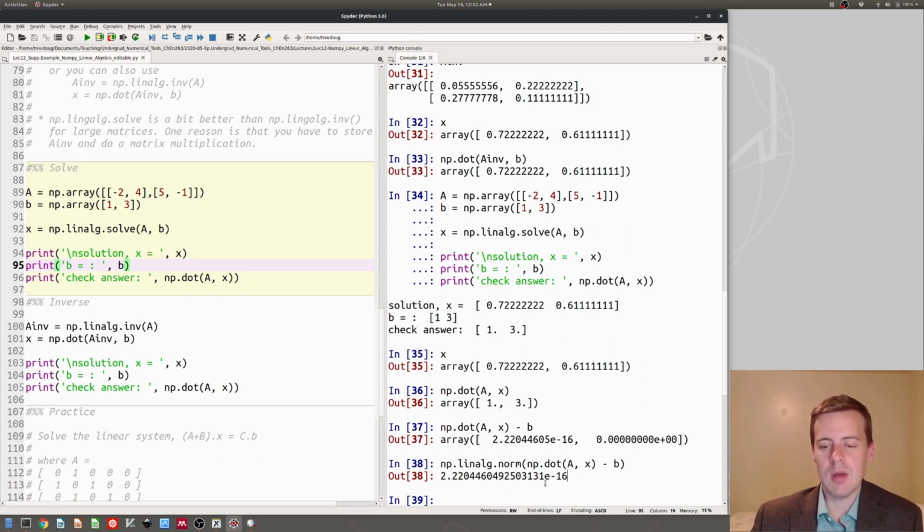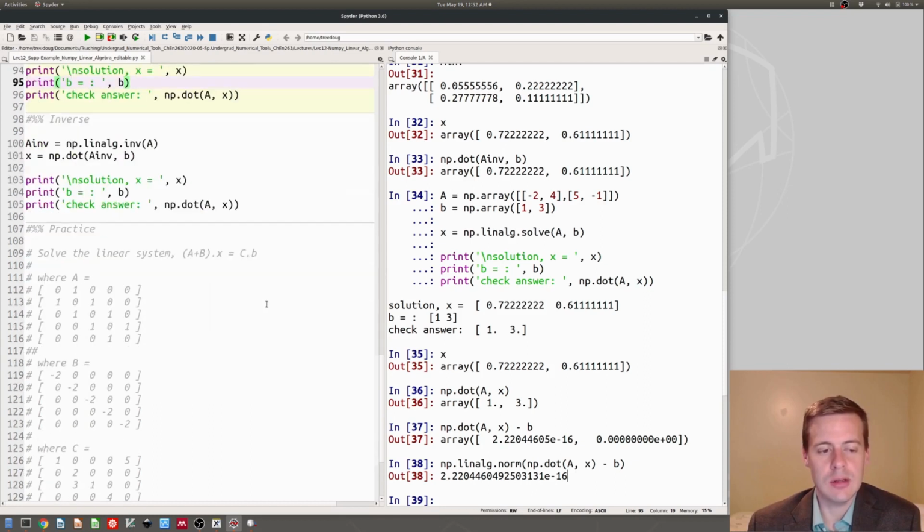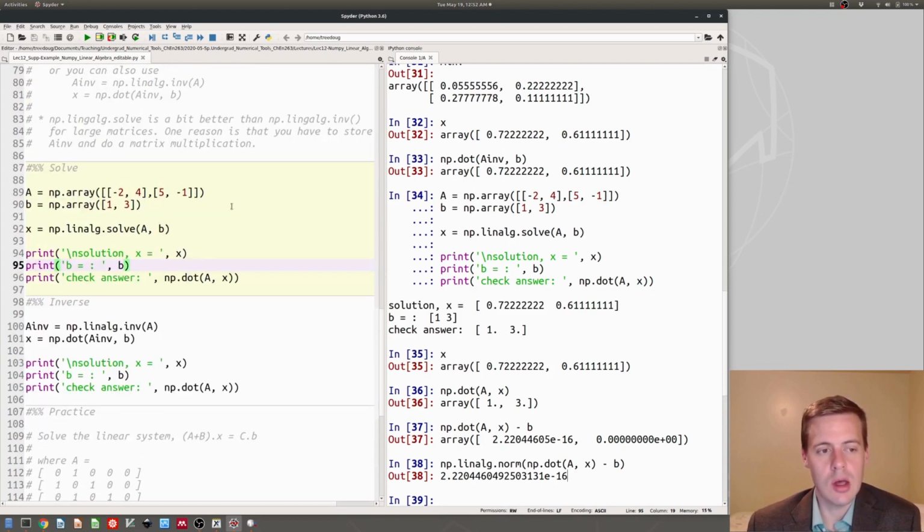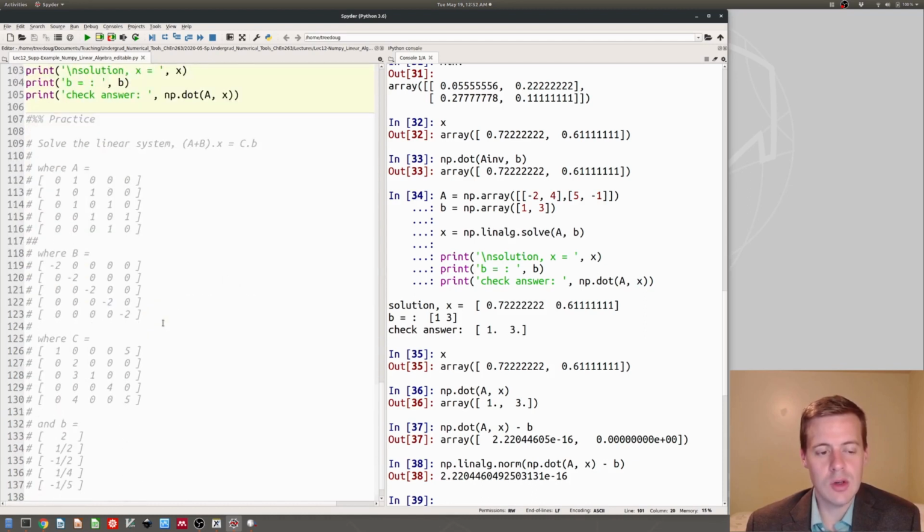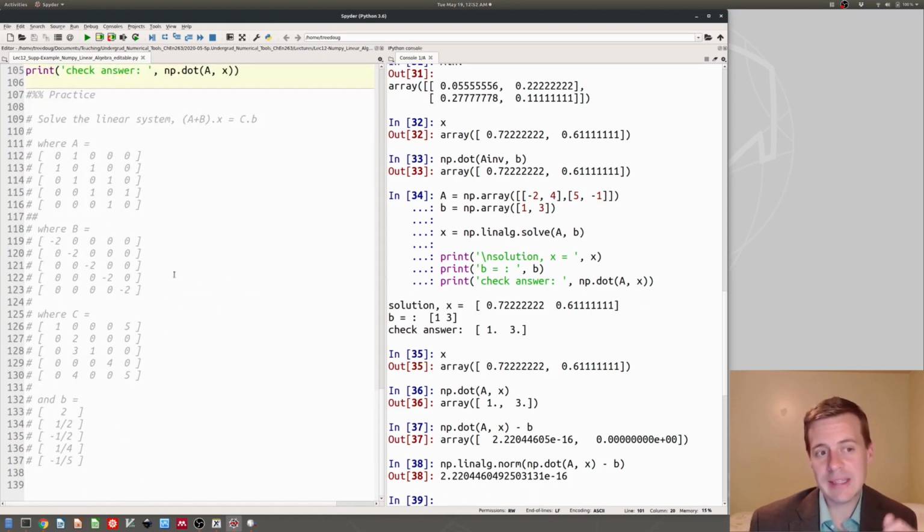Okay, and so this value here, the norm of the difference between the right-hand side and the left-hand side, is called a residual, right? It's the amount left over, the residual when I've already tried to do this. So again, you can calculate that for the linear system both ways, whether you do it the inverse way or the other way. So why don't you pause the video real quick and see if you can do this practice on the linear system here.